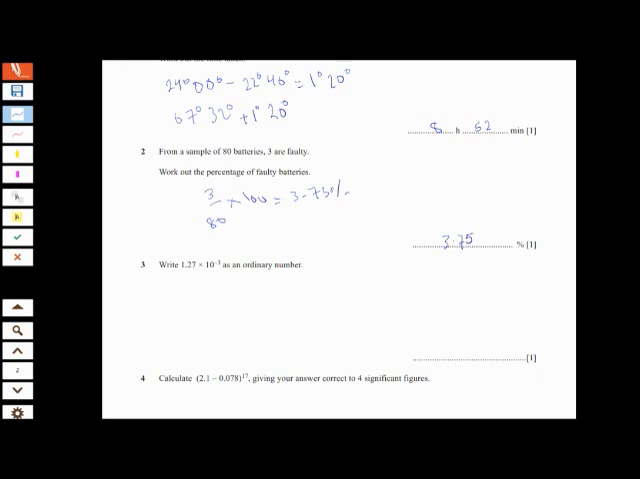Alright, third question. Write 1.27 times 10 to the power of negative 3 as an ordinary number. Easy. All you do here is write down 1.27, and when you see negative 3, they want you to move the decimal point to the left, 1, 2, 3. That's your answer. The decimal point is right here, so 0.00127.